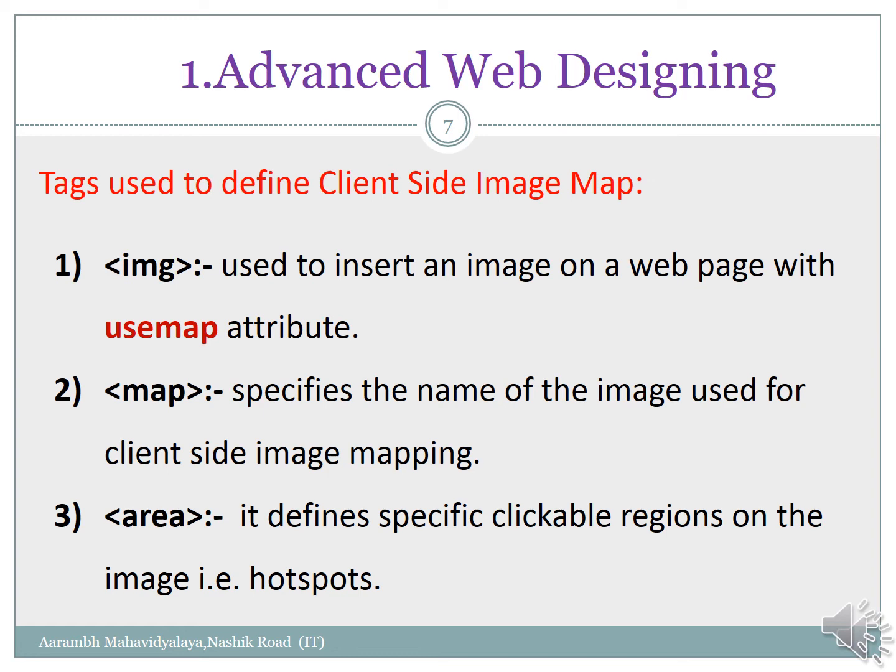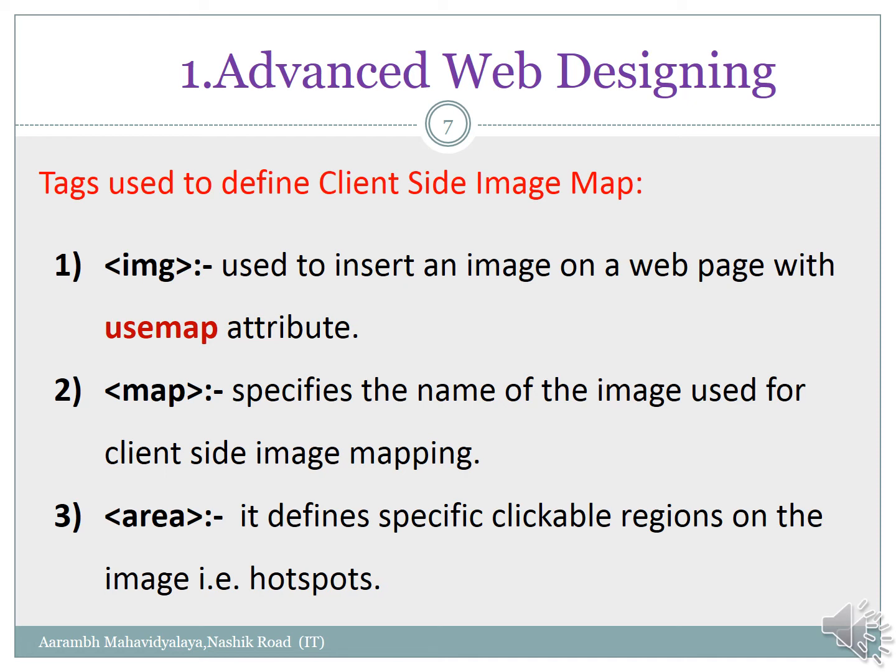To define client side image mapping, different tags are used. The first tag is image, that is img. The second tag is map and the third tag is area. Img is used to insert an image on a web page with the usemap attribute. Usemap is used for client side image mapping. It correlates the hotspot with the provided link.